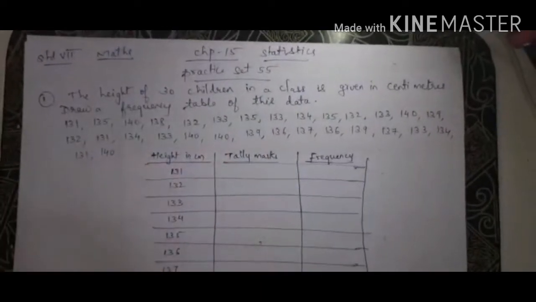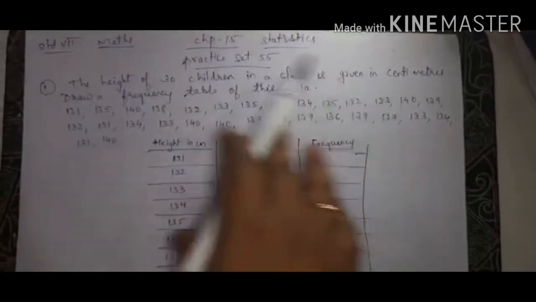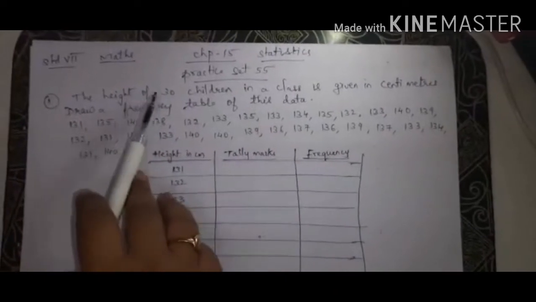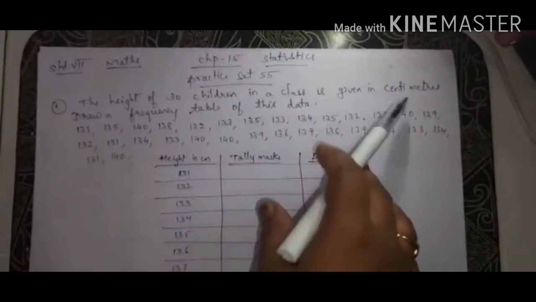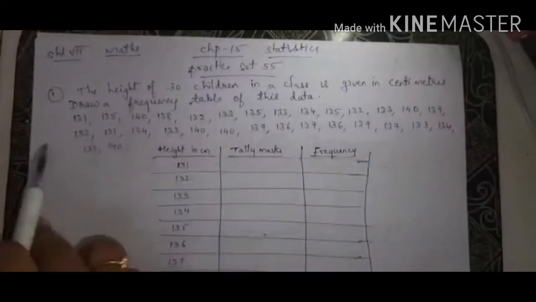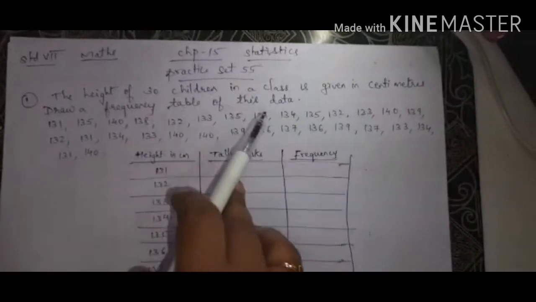In this practice set 55 we have to make a frequency table. The data is given to you like this. This data is regarding the height of 30 children in a class. These are all the heights of the 30 children, given in centimeters. We have to make a frequency table of this data.